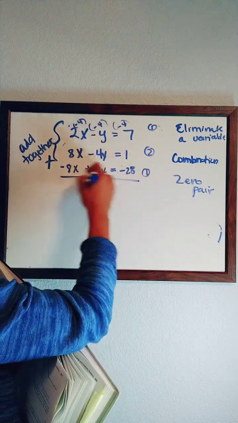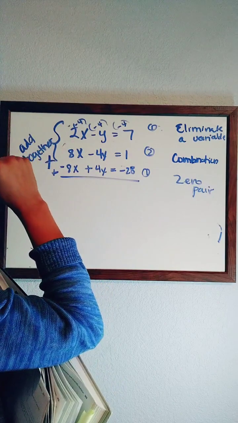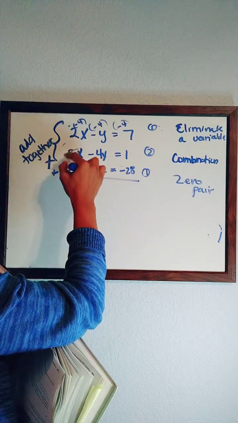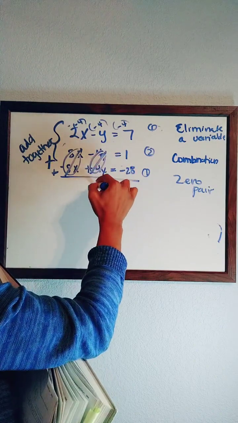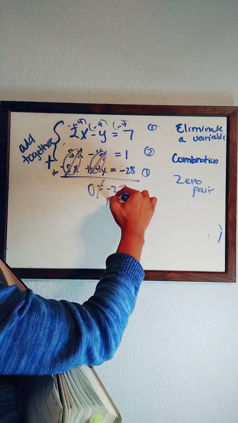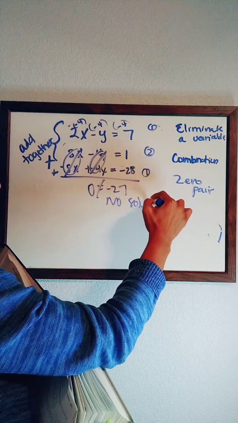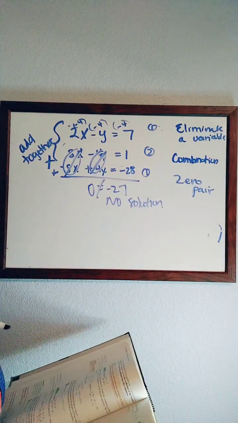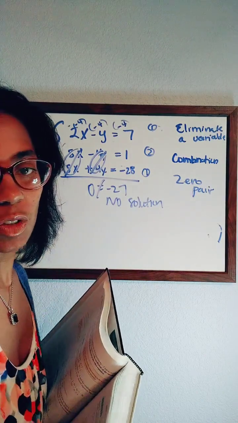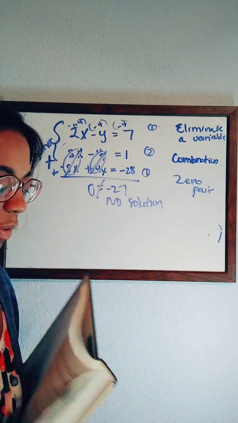And now I'm going to add these together. And actually what's going to happen, everything's going to disappear. 8 plus 8 is 0. This is going to be 0. 0 equals negative 27, which is no solution. You get it? Okay, perfect.